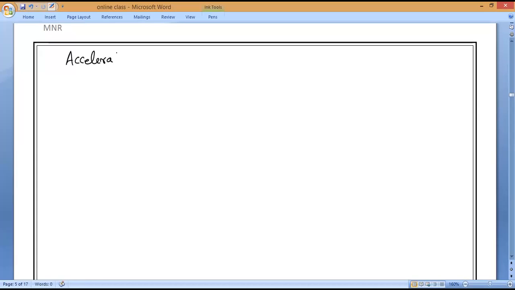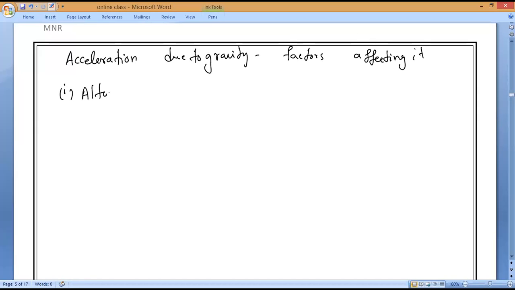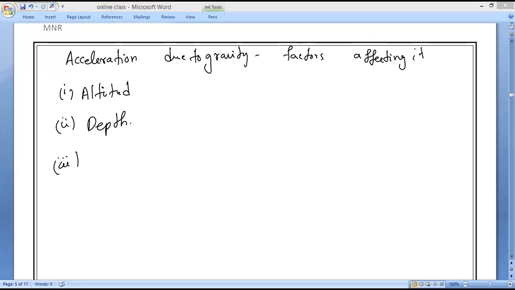So acceleration due to gravity, and the factors affecting it. The first one we'll study is altitude. Yes or no? The next one we studied is depth. Okay. Now, in today's class, we are going to study the third factor.